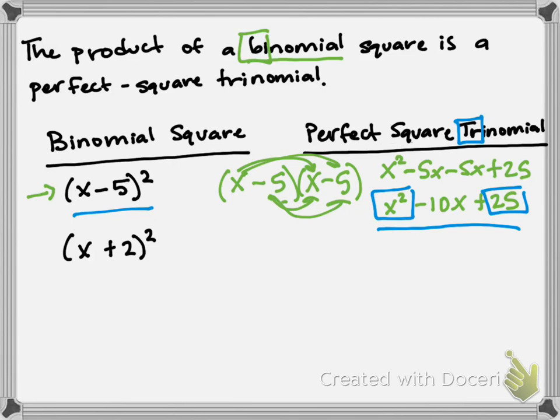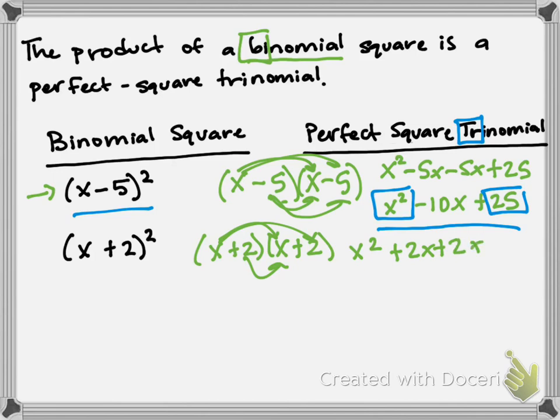The same thing would happen with x plus 2 squared. We would do x plus 2 times x plus 2. When we FOIL that, we get x squared plus 2x plus 2x plus 4. If we simplify, we're left with x squared plus 4x plus 4. X squared is a perfect square, and 4 is a perfect square. So again, we have a perfect square trinomial.